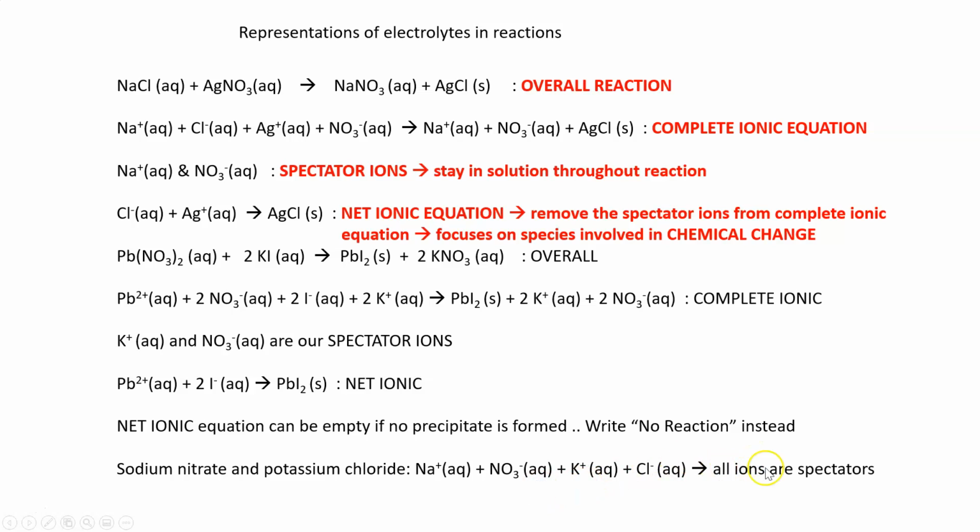And so all ions are spectator ions, and that's another way of saying that there's no precipitate formed, so there's not going to be a net ionic reaction, net ionic equation. We're just going to write no reaction. Okay, so now you can go on to the discussion question for this video, which is on net ionic equations.